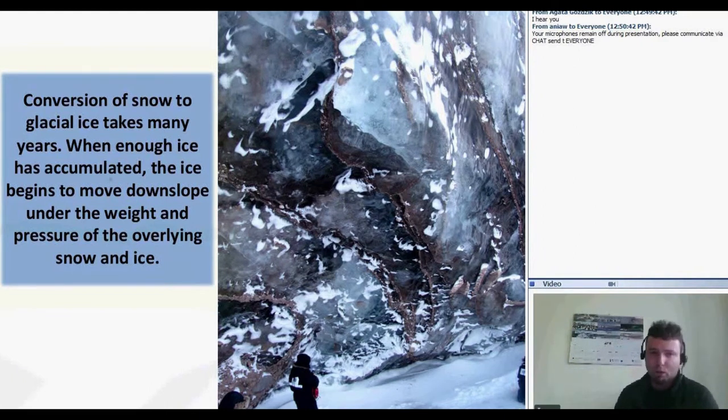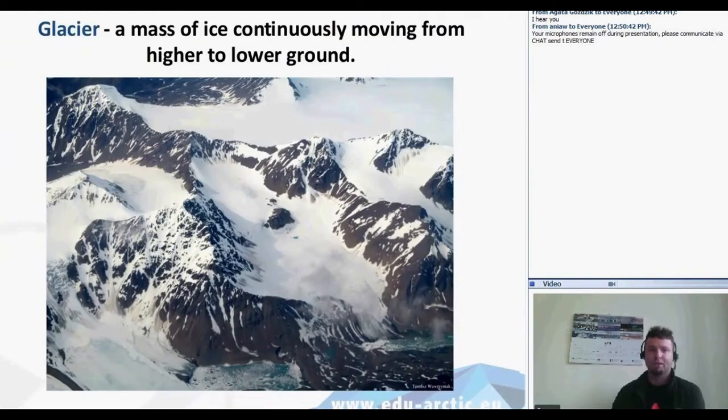When enough snow is accumulated and ice appears, it moves down slope under its weight. And there's also the pressure from above of the overlying snow and ice. And that's how the glaciers appear. And the shortest definition of a glacier that I found: a glacier is a mass of ice continuously moving from higher to lower ground. Maybe it can be seen in this picture, how the glacier moves down.